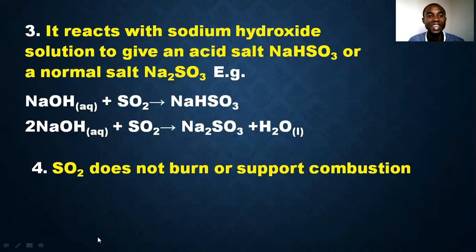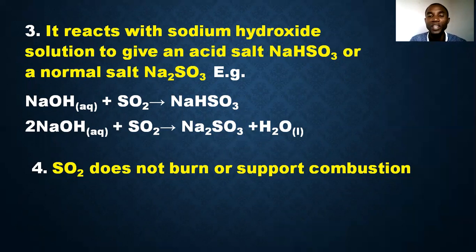All right, next thing is that it reacts with sodium hydroxide solution to give an acid salt, or it can also give a normal salt. In the case of one mole of sodium hydroxide, it forms an acid salt, but when it reacts with 2 moles of sodium hydroxide, it will form normal salt and water. Salt and water, the way acid does, a neutralization reaction.